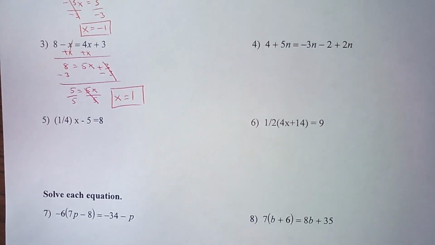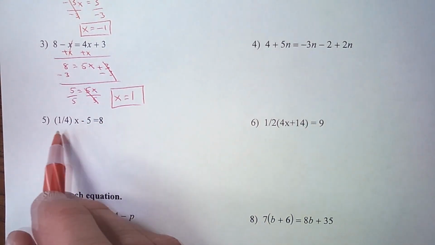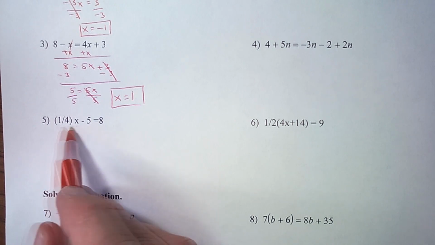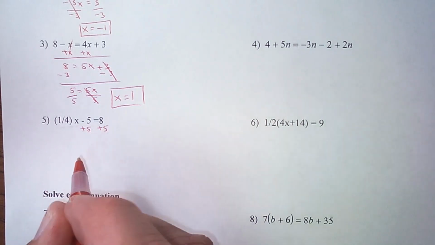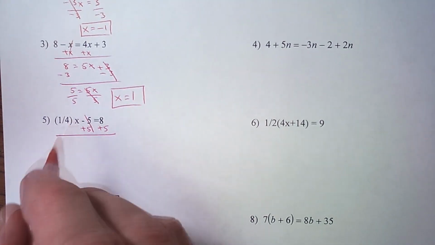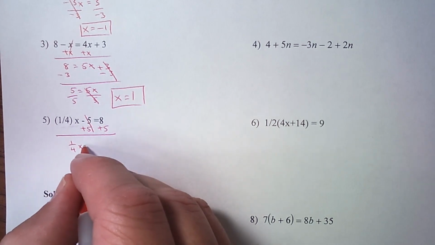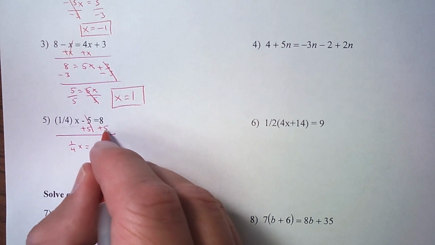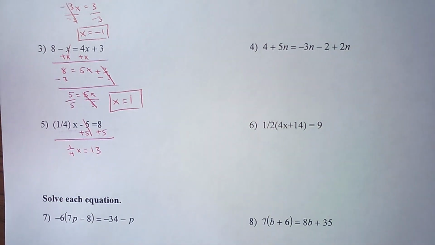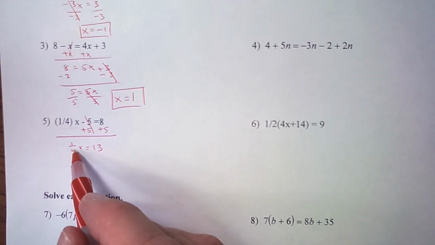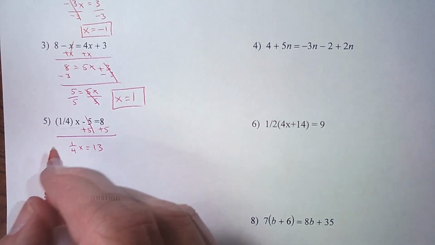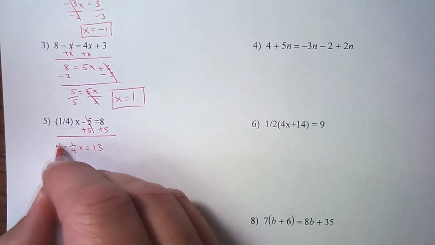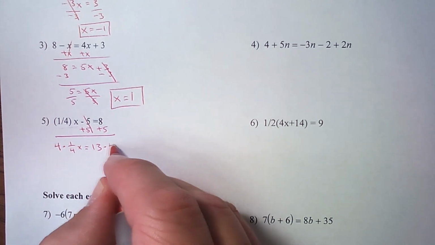Number 5, 1/4 x minus 5 equals 8. So first I want to get 1/4 x by itself. So this minus 5, I can get rid of that by doing plus 5 on both sides. So I have 1/4 x equals 13. 8 plus 5 is 13. Okay? Now I can either divide both sides by 1/4 or multiply by the reciprocal, which is 4 over 1, or 4. They're going to do the same thing. I think the easier way will be just to multiply by the reciprocal, which is 4.